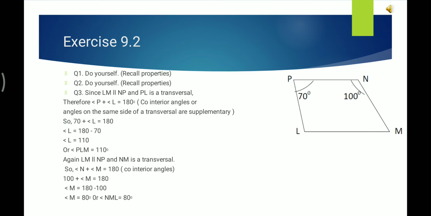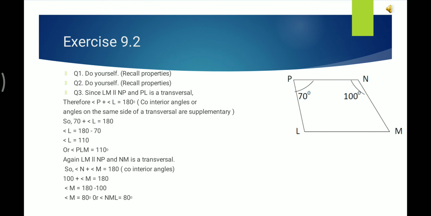Again, when we focus on this figure, the same two lines are parallel, LM parallel to NP, but this time we will hide line segment PL. So now NM is the transversal. Therefore, angle N and angle M are co-interior angles, or we can say angles on the same side of a transversal. So they are supplementary, that is, their sum is equal to 180 degrees. So angle N plus angle M is equal to 180 degrees.